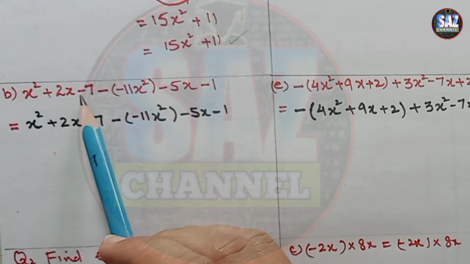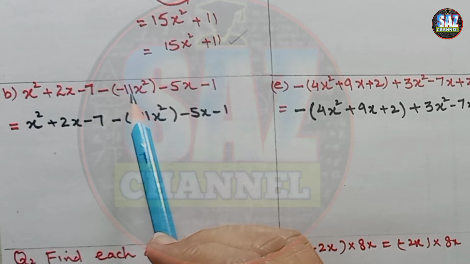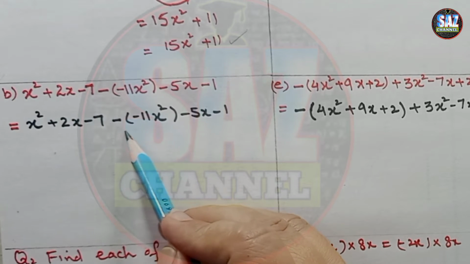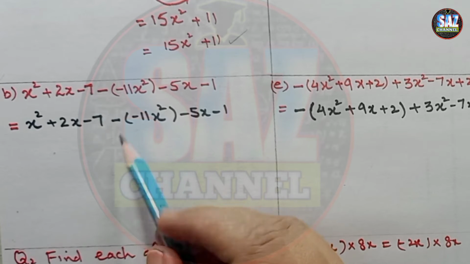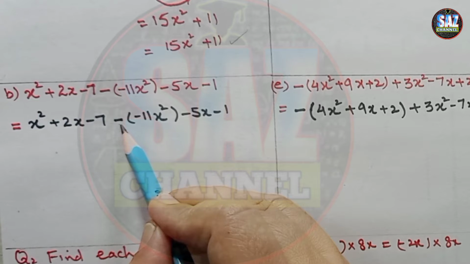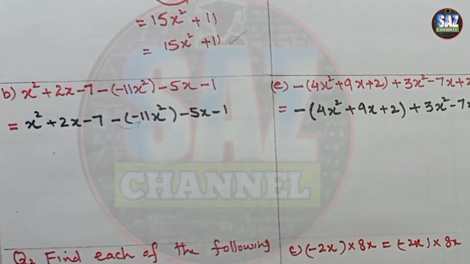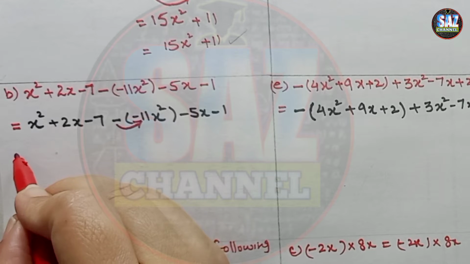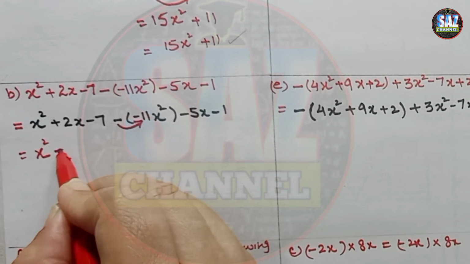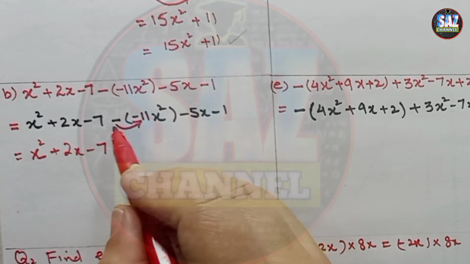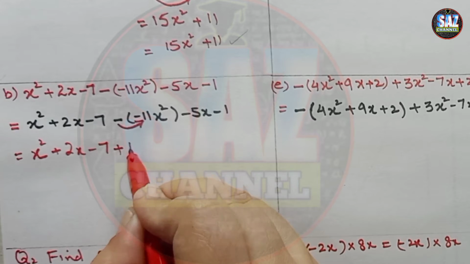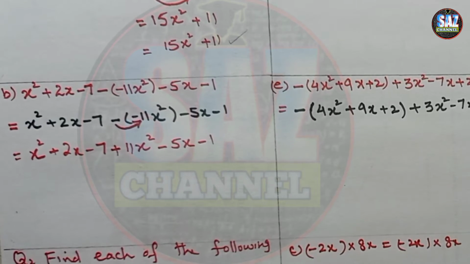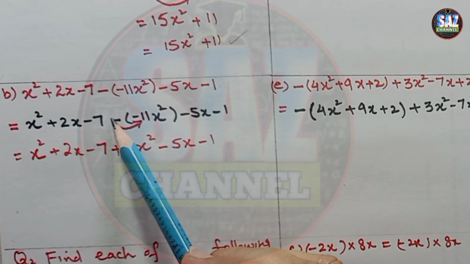The second part is x square plus 2x minus 7 minus into minus 11x square minus 5x minus 1. First of all, we need to simplify this portion. We need to remove and open this bracket. So do not forget the rule of integers, that minus multiplied by minus will become positive. First we will solve this portion, and the question will take the form x square plus 2x minus 7, minus multiplied by minus is plus 11x square, and then minus 5x minus 1. Now at this stage we have removed this bracket, we have applied this minus sign.